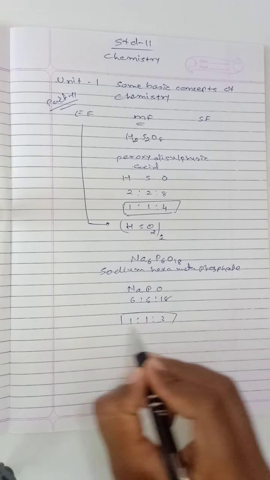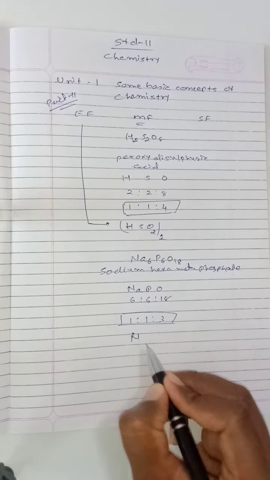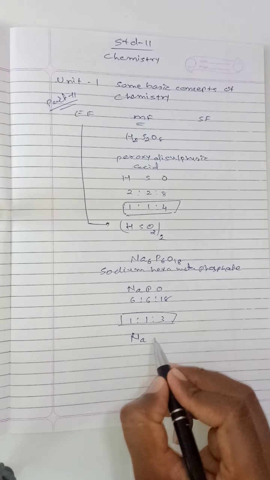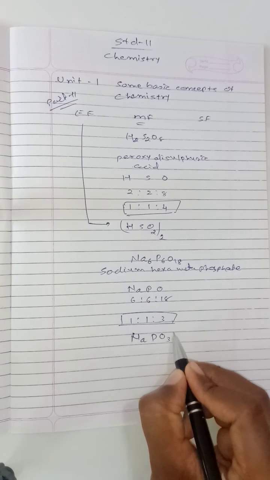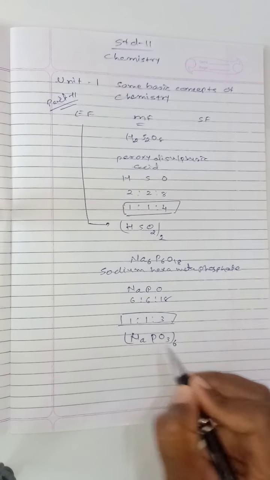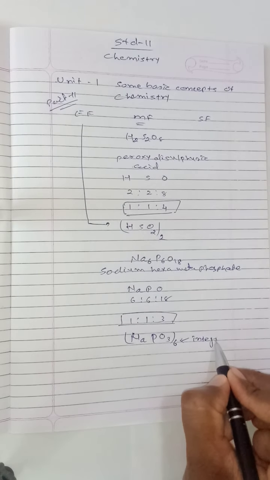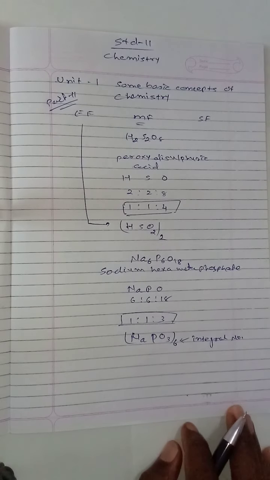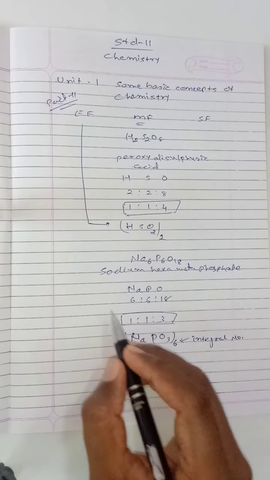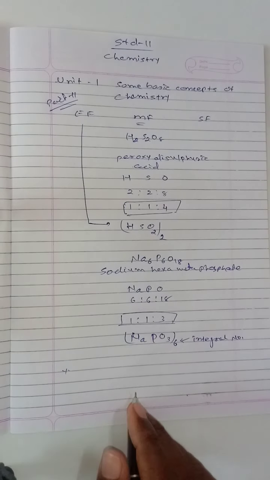From this proportion we can write the empirical formula NaPO3. 6 will be our integral number. Okay, then after that we learn the percentage composition.